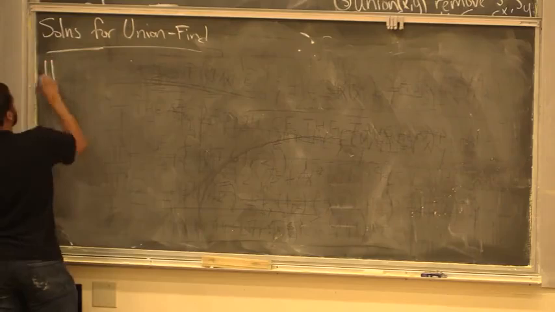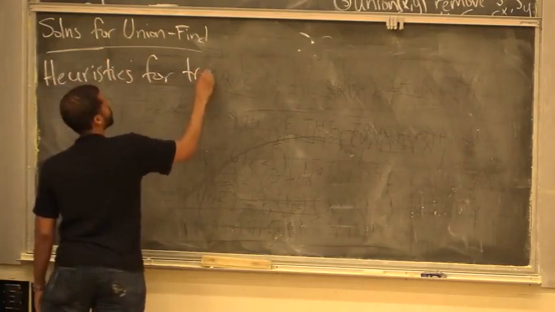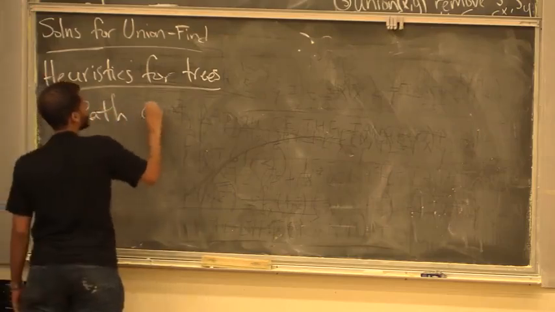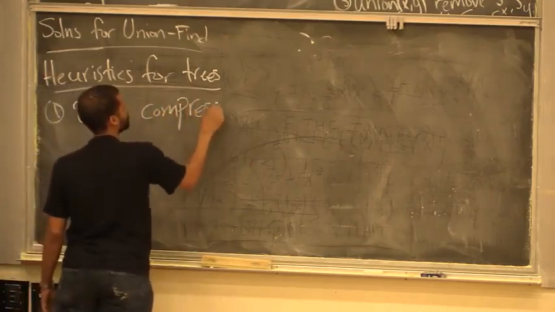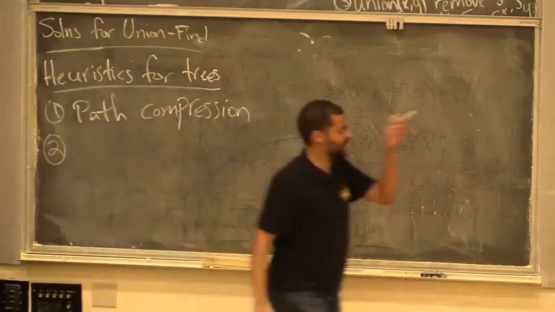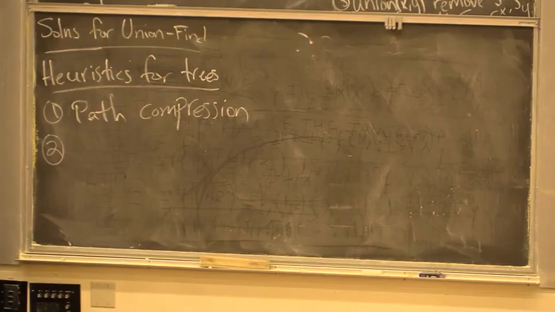Heuristics for trees. One we said was path compression. That's what got us to this whole tree business in the first place. And then the next one, we did this thing for linked lists where we did union by size, right? We took the smaller list and we made it point to the bigger list, right? And the reason we did that was because we would have to change fewer head pointers. So now the natural thing I would say is probably union by height, right?